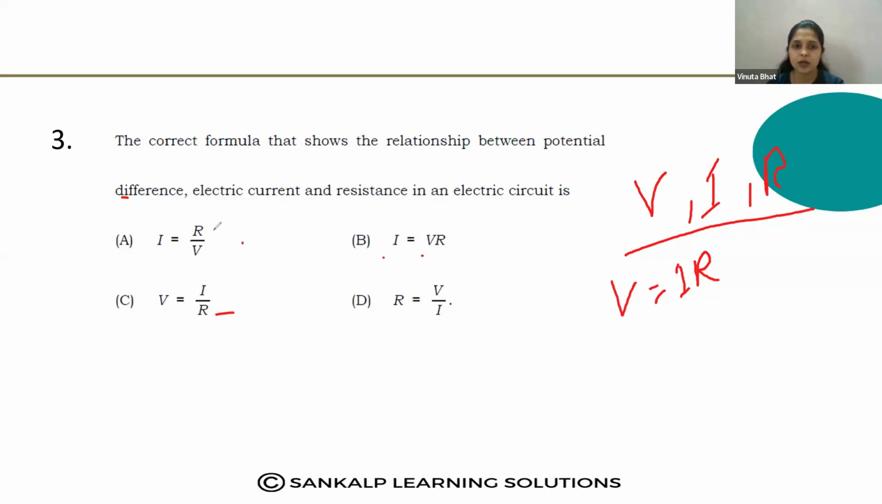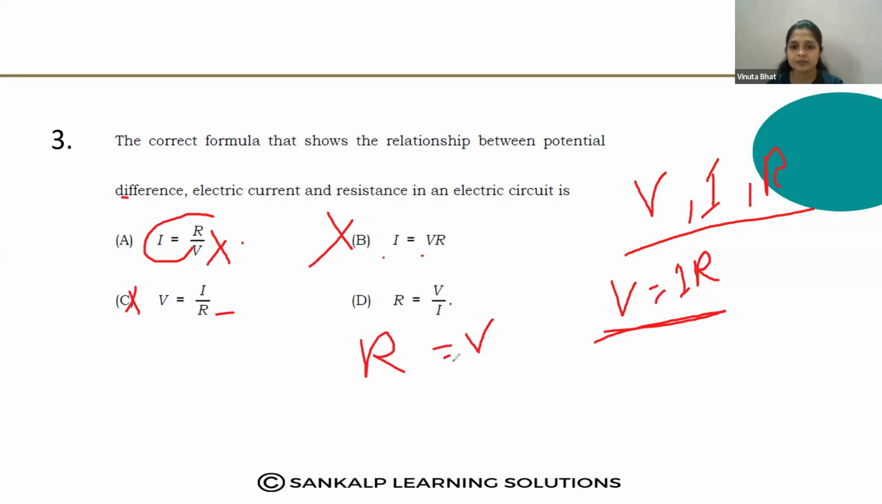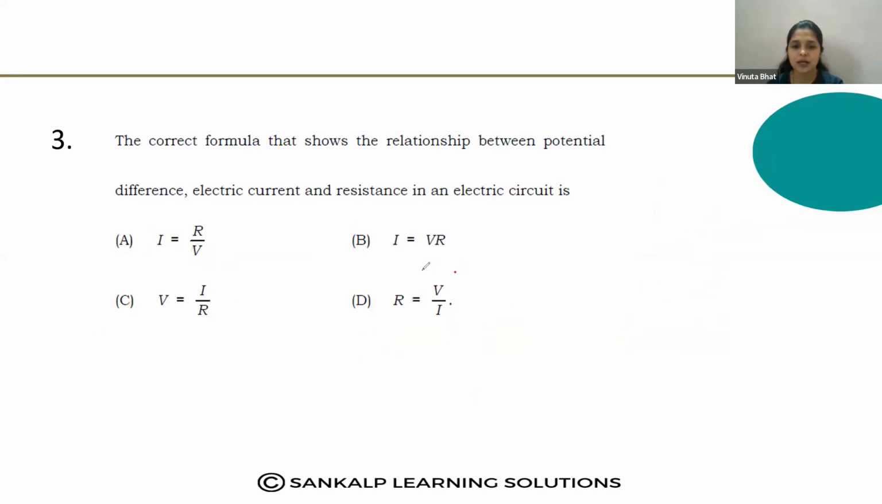I is equal to R by V. We can't write it like this, we can't change this formula into this. I is equal to VR is also not correct. V is equal to I by R is also wrong. Here we can write R is equal to V by I. We can write V is equal to IR in this form. So the correct option is option D, R is equal to V by I.